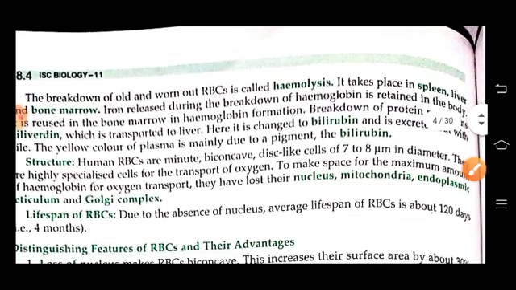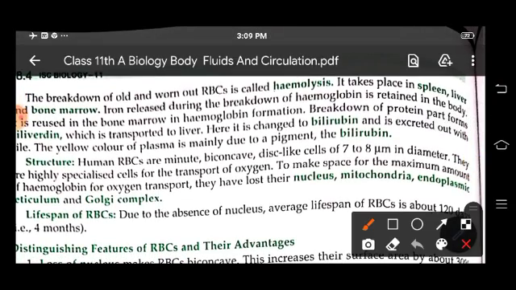Now, the breakdown of old and worn out RBCs is known as hemolysis. And what are the sites for hemolysis? They are the spleen, liver and bone marrow. The breakdown of the protein part forms biliverdin, which is transported to the liver. Here this biliverdin changes into bilirubin and it is excreted out with the bile. And the yellow color of plasma is due to the pigment bilirubin.